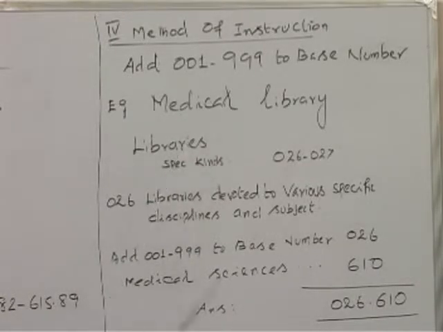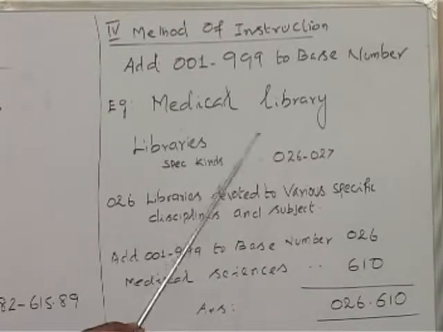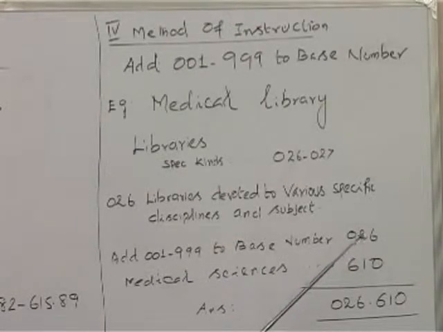Medical means medical sciences. So when you go to the index again for medical sciences, you can get the number 610 for medical sciences. So now the final answer should be the base number that they have given for libraries of specific kind, 026. Then the medical sciences number is 610. You have to add 026 along with 610. Now your final answer should be 026.610. This is the fourth method of instruction.